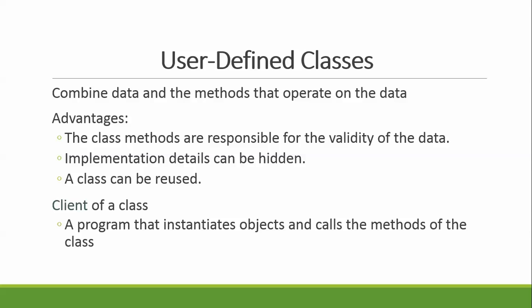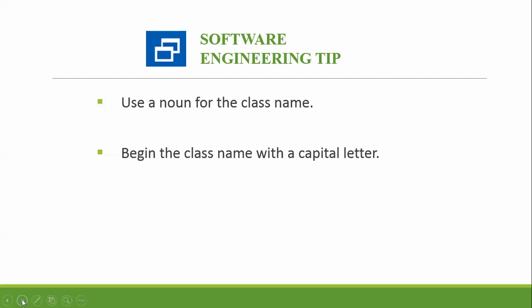Now, what is a client class? Once we've created a class, we have to have a class that will allow us to test our code. And usually we have a client class that'll do that. It'll allow us to instantiate the objects, call the methods from the class, and set values and get different calculations that we need. One of the tips that we should always note is that a class is always a noun.